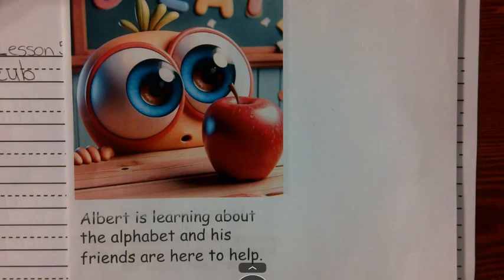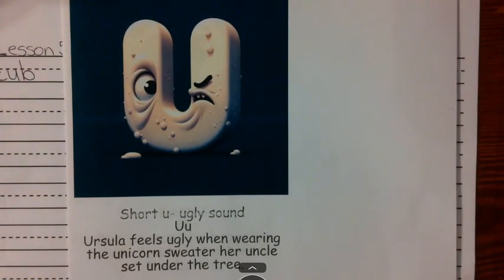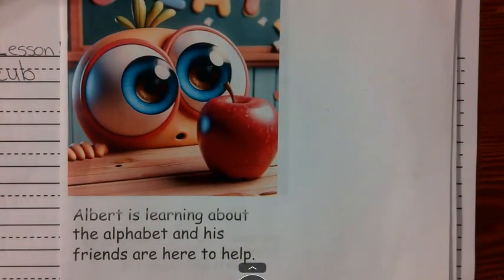And today, Albert is going to be introducing his friend, Ursula. And Ursula is our short U ugly sound. So, all of our words today will have the short U ugly sound in them. So, let's go back and we'll go over all the letters that are in today's lesson.